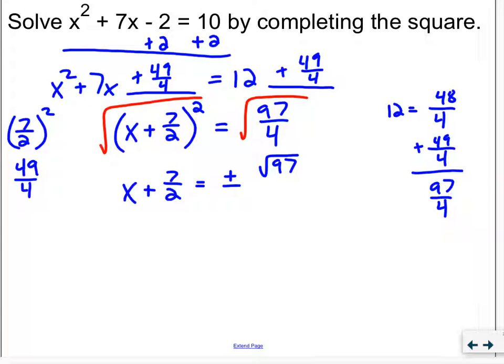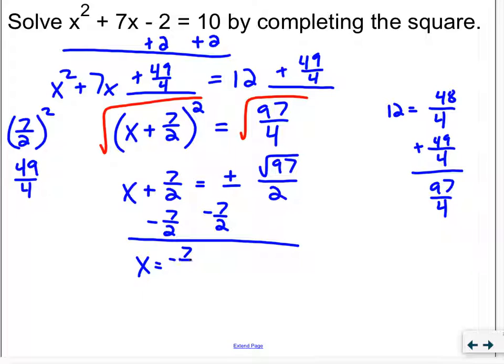Can you take the square root of 4? Yes, it's 2. Oh, that's kind of nice. So then when we subtract 7 over 2 from both sides, we get denominators that are like denominators. So we can add or combine our numerators together. Check out how I'm going to write this. You're going to love this.